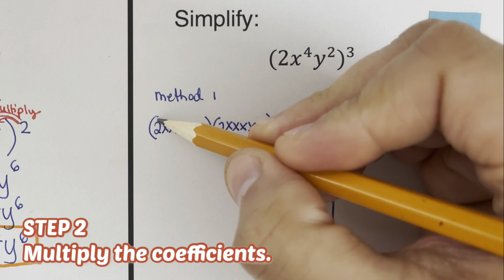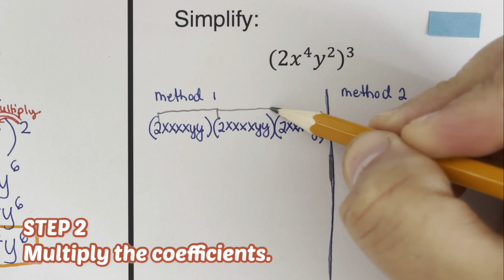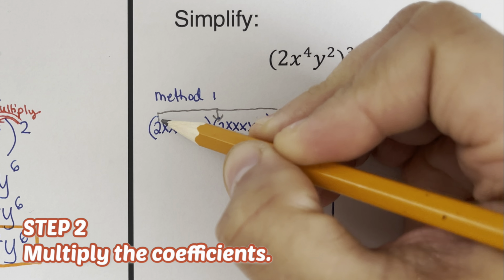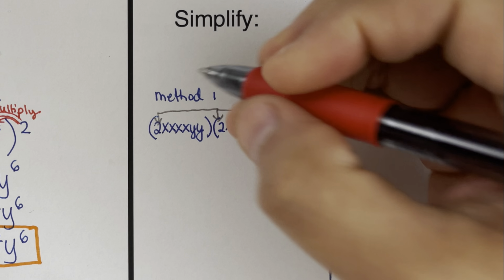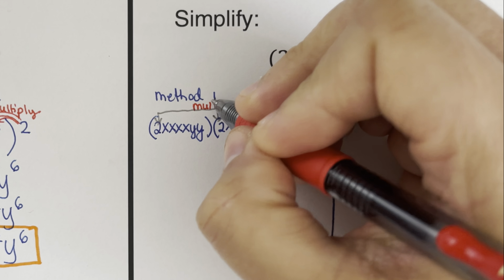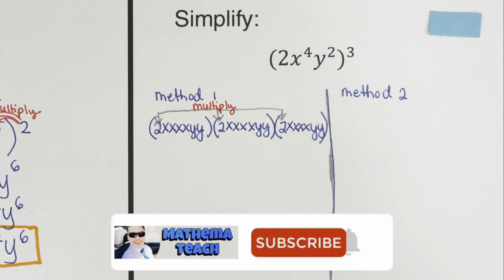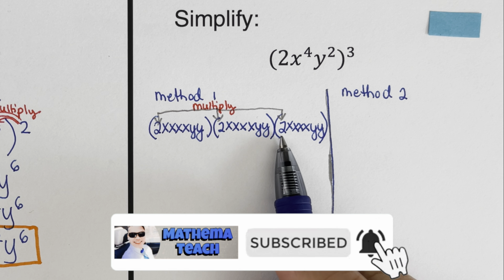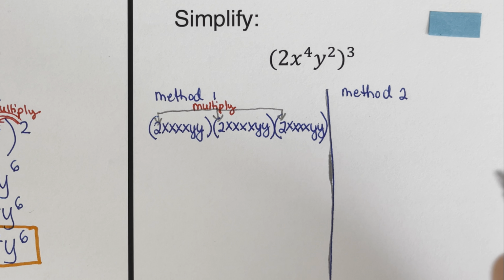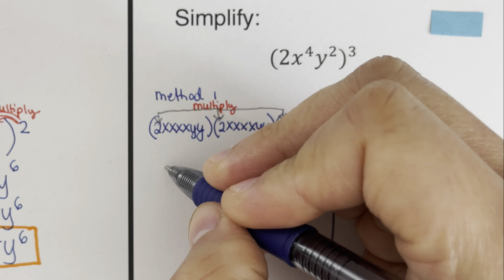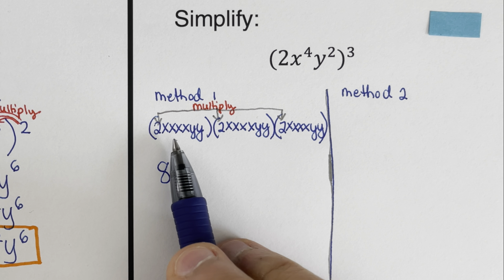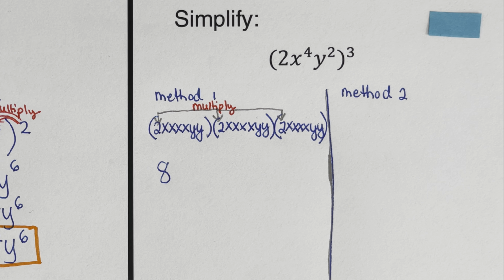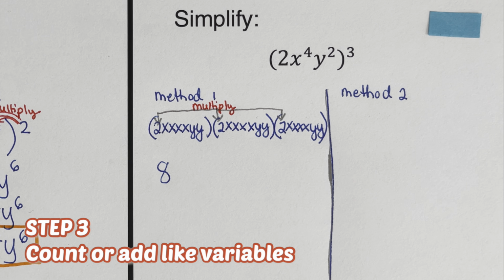So the coefficients that we have here is 2. So we're going to multiply these 3 2's right here. So again, I will label this as multiply so we know what operation to use. That means 2 times 2 times 2 is 8. So I'm just going to go ahead and write 8 here. And then we count all the x's. The next step is to count or add like variables.